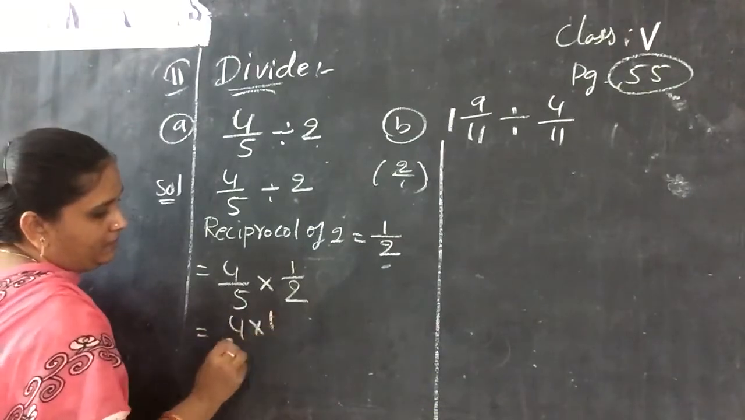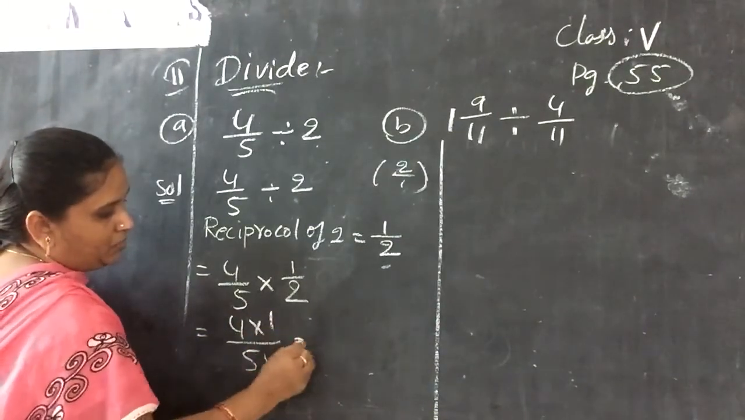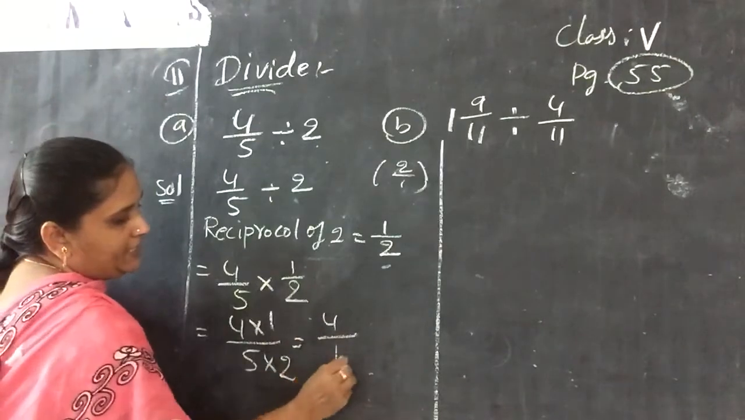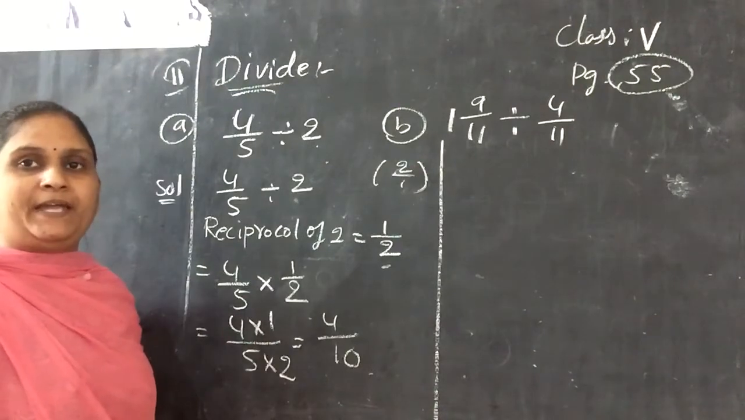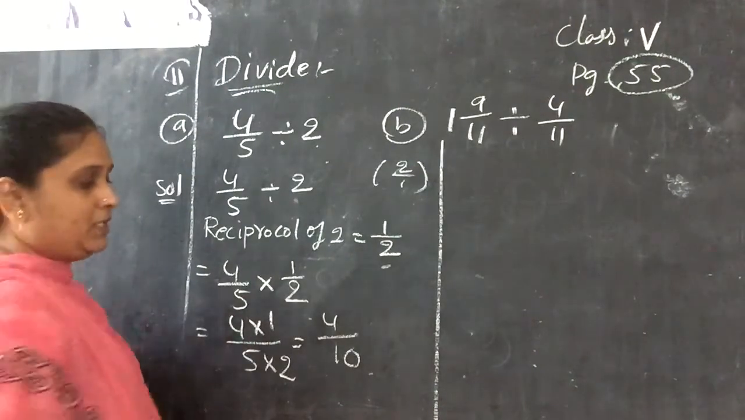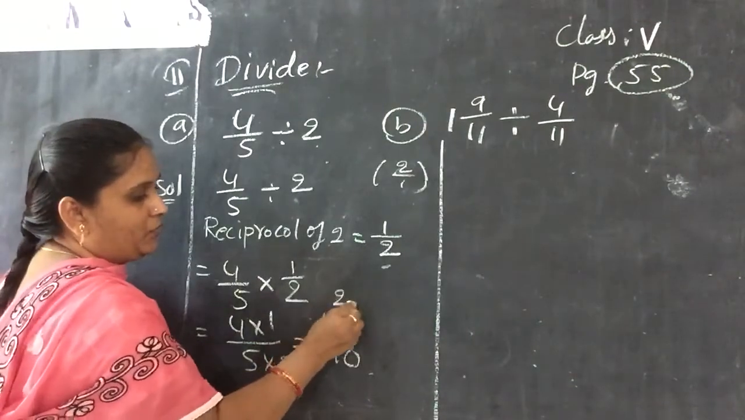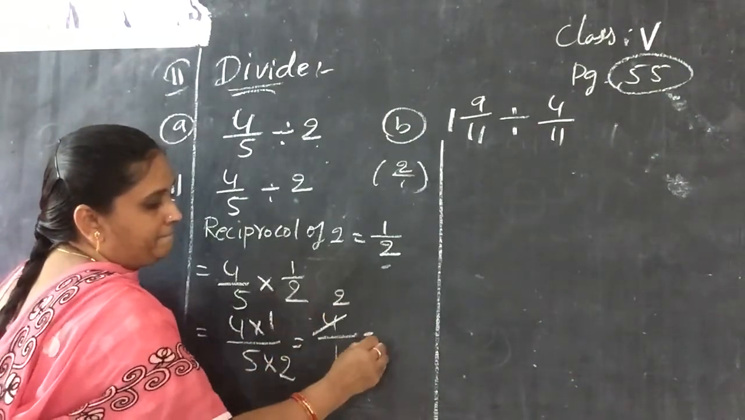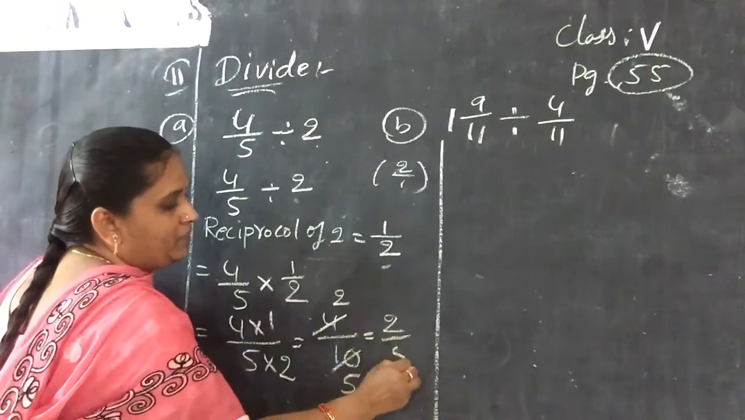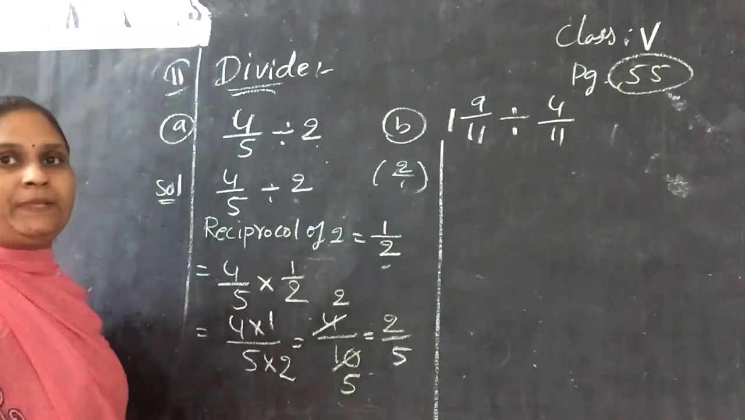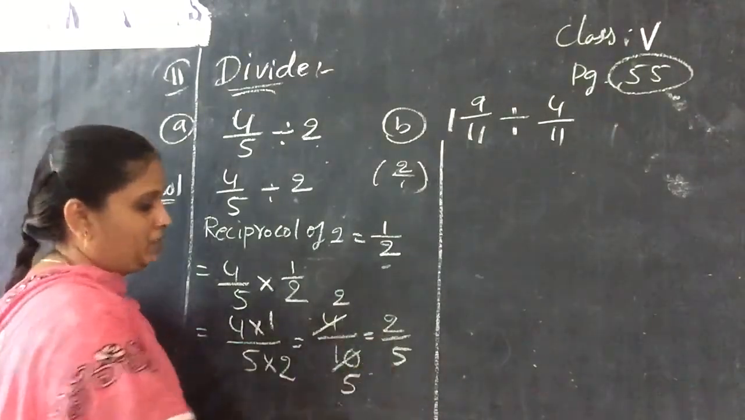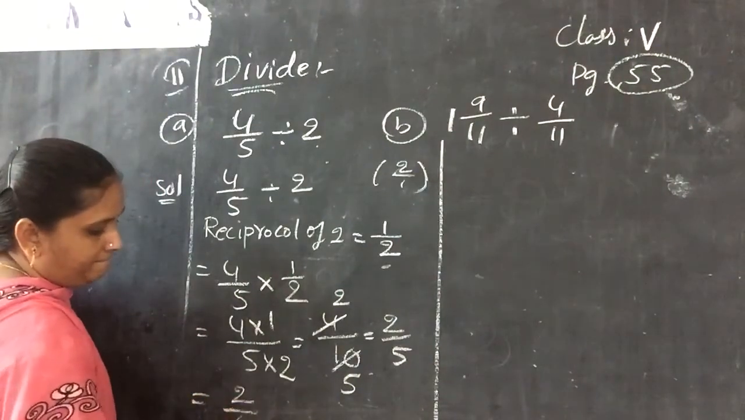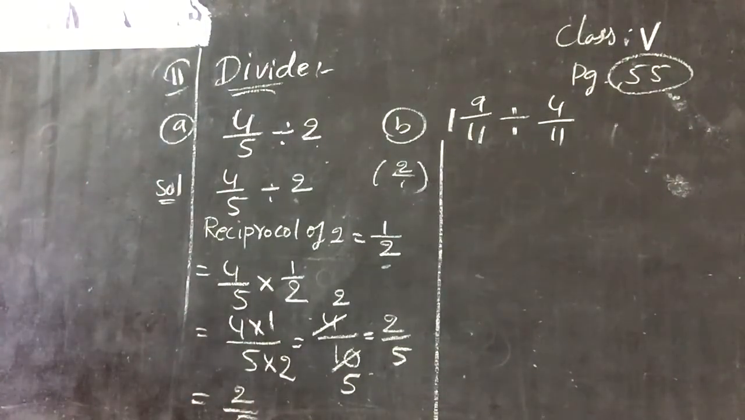Okay. So now 4 by 5 into 1 by 2. Directly, 4 into 1 by 5 into 2 is equal to 4 by 10. 4 and 10 can be simplified using the 2 table: 2 twos are 4, 2 fives are 10. Now the answer is 2 by 5. 2 and 5 can't be simplified by any number except 1, so you can leave 2 by 5 as the answer. Okay, this is known as division of fractions.